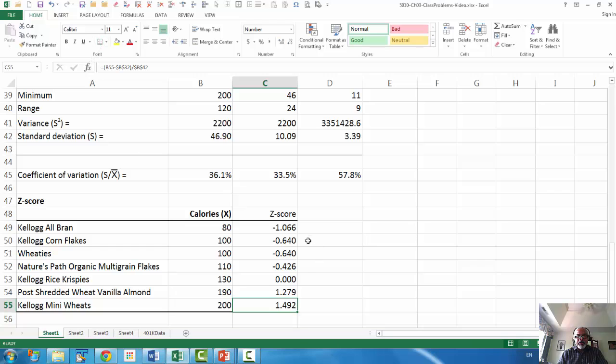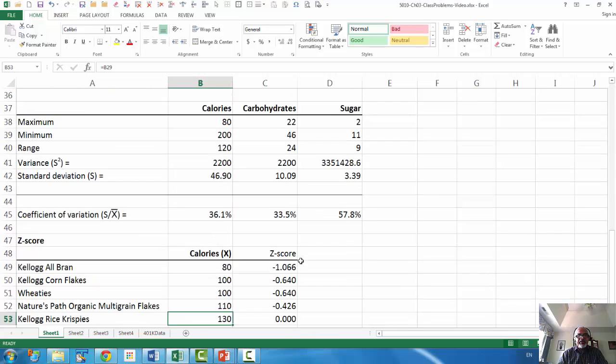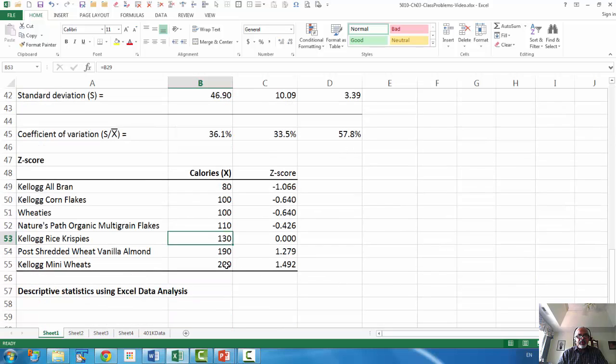Okay, so you see here the calories for Kellogg's Rice Krispies is 130, and since the average is 130, the z-score is 0. And here 200 is about 1.5 standard deviations above the mean. Now all of them are within plus or minus 2. Never mind plus or minus 3. It's even less than plus or minus 2. So we can safely say that all of the data are within the realm of normal values. There are no outliers.